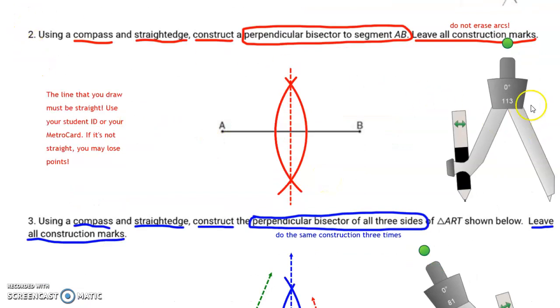For number 2, you had to use a compass. I have this fancy electronic compass, but hopefully you have yours by now. I think the last time I saw them in the dollar store, they were like $4. Using a compass and a straight edge, construct a perpendicular bisector.